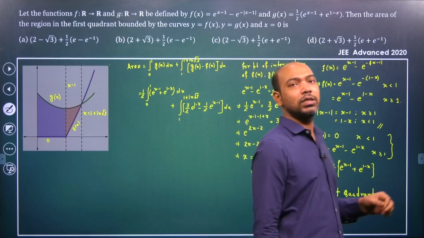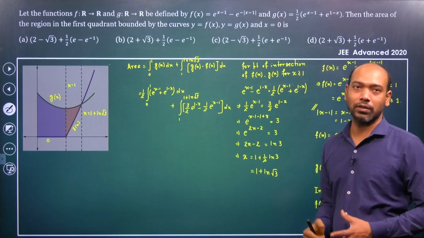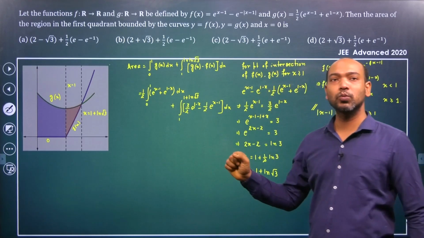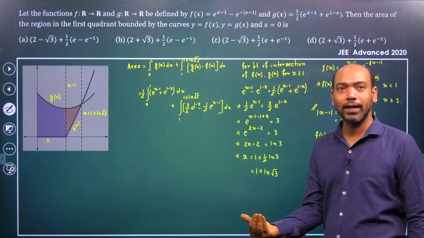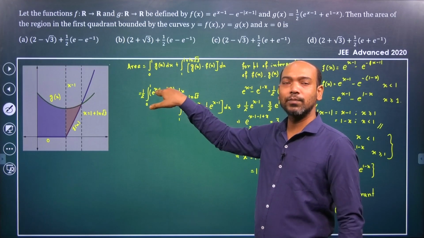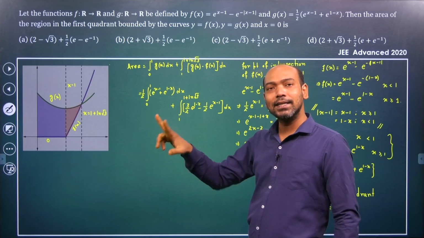Now here we can use substitution because it is an x minus 1 form, but we don't need substitution. We can directly do that. Why? Because the integration of e^(x minus 1) gives you e^(x minus 1). If I assume z equals x minus 1, it's e^z dz, and dz and dx are equal.